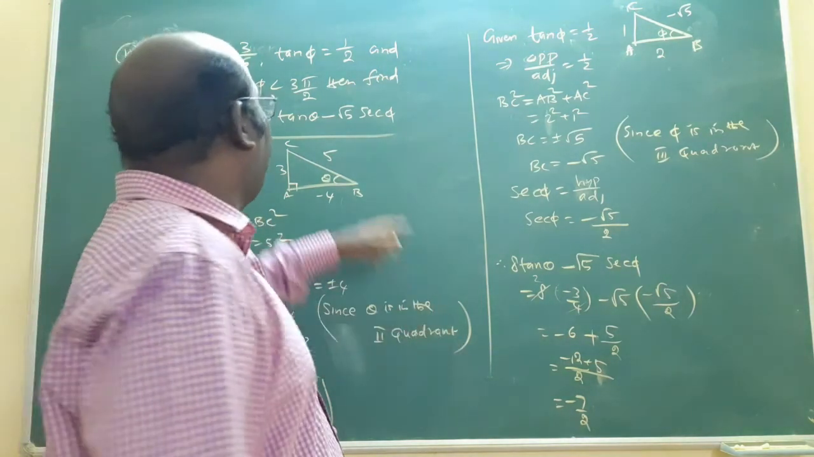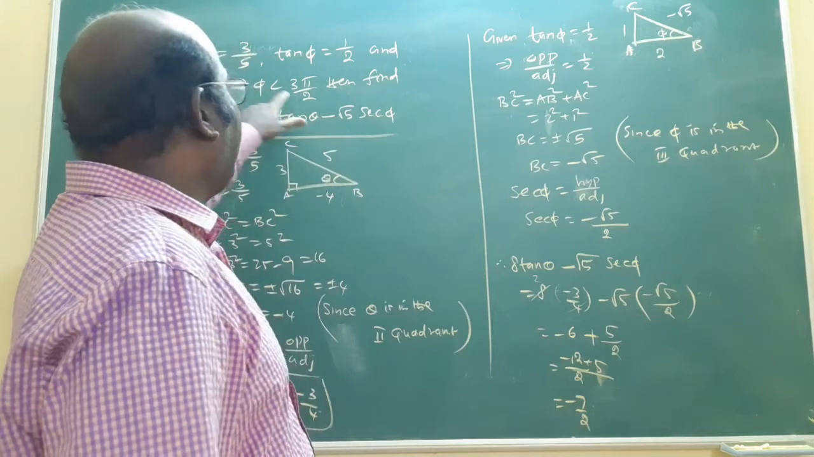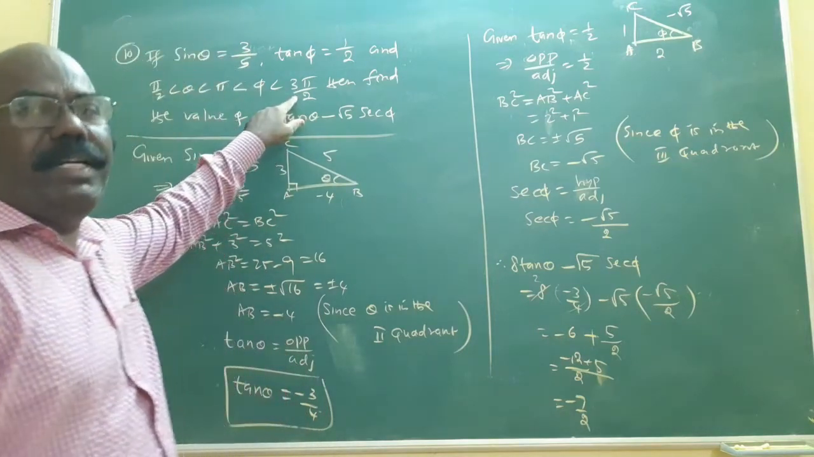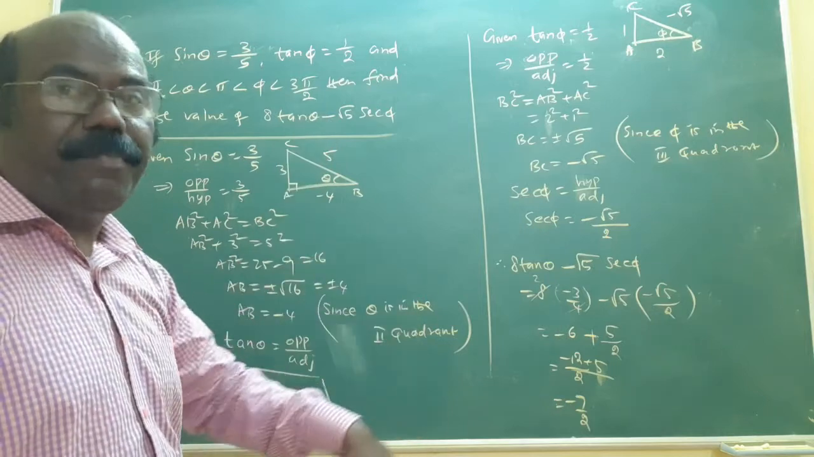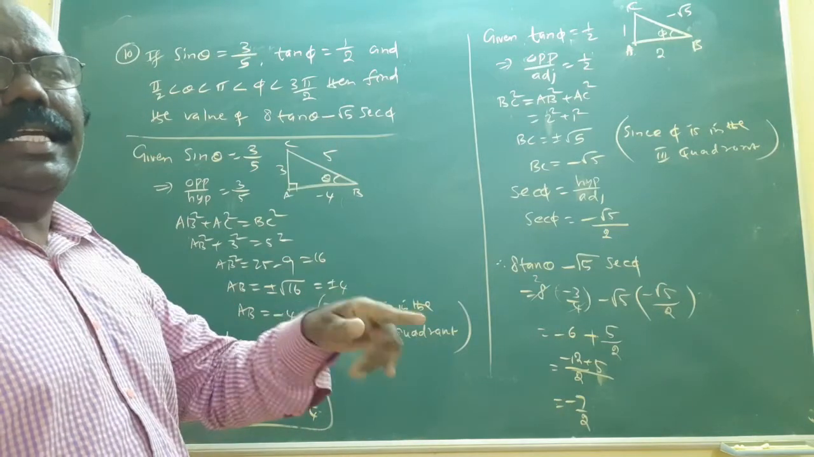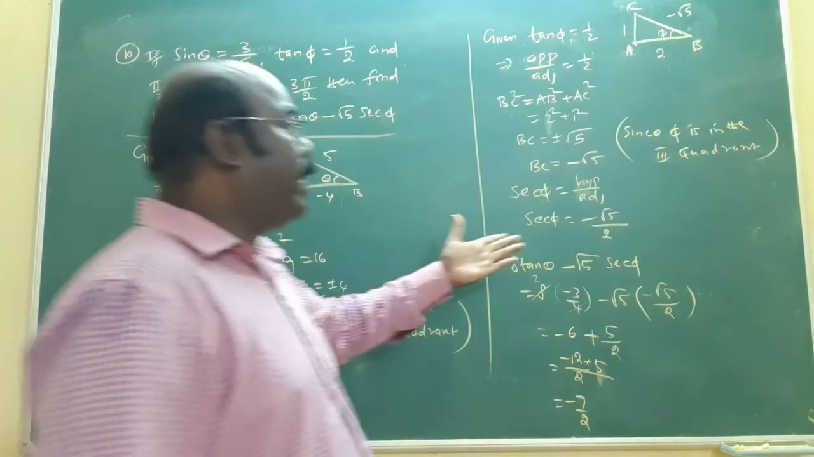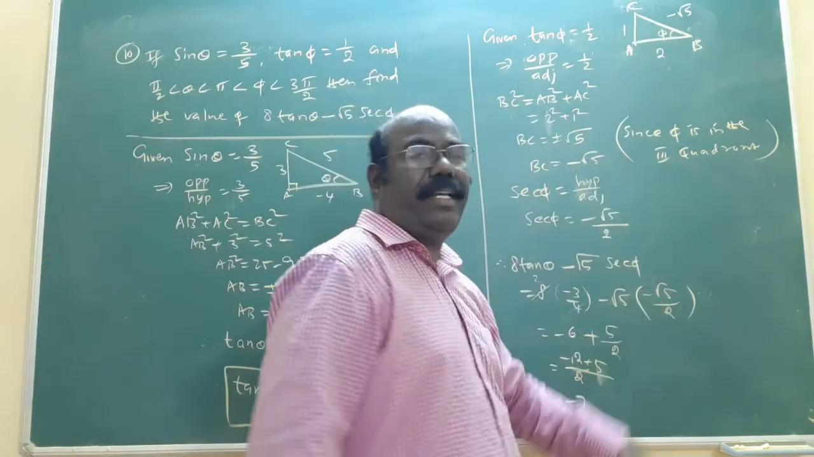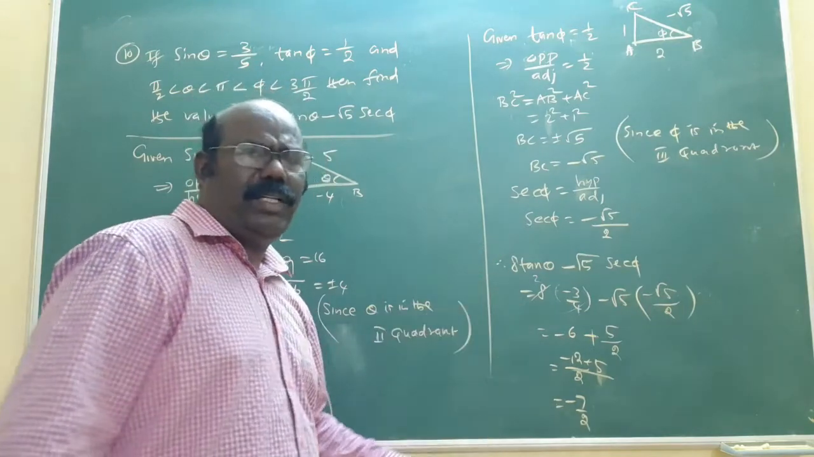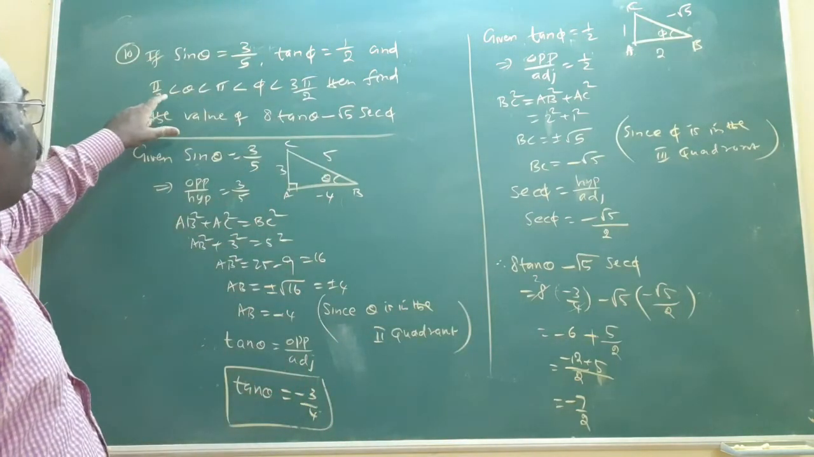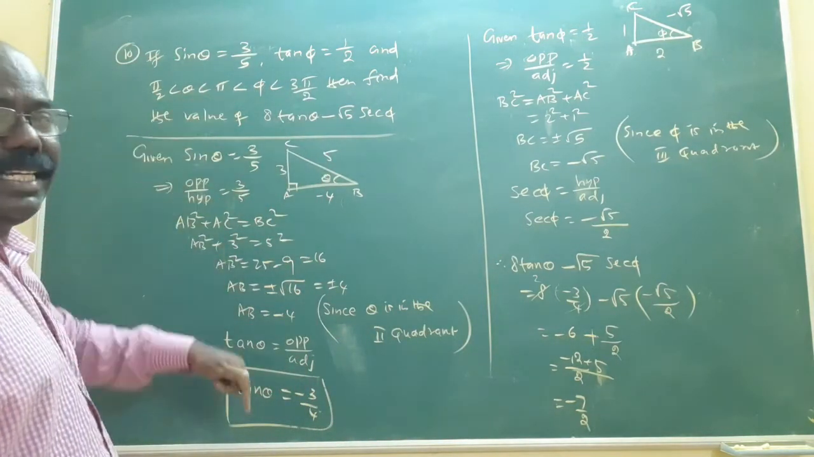Here also, pi is 180, 3 pi means what? 270. 180 to 270 is the third quadrant. In the third quadrant, A, S, T, C: tan only is positive. But if we want secant, that's why you will consider the negative sign. Then as usual. This is important. Only by using this idea we get the answer.